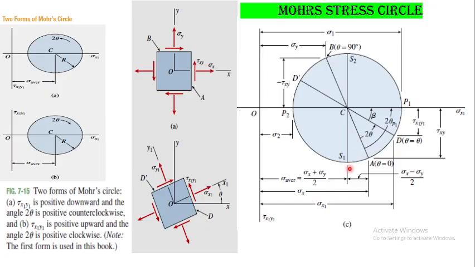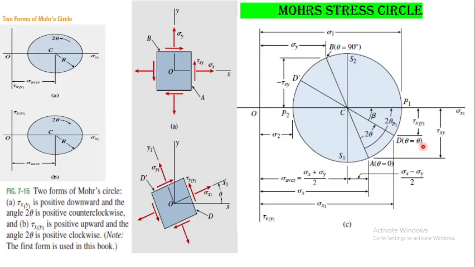So this point will be called S1, the plane of maximum shear stress S1, and this point is called S2. If we move backward, this angle will be called 2 theta S1 from this datum AC. This is the datum AC. I move backward to here, it will be 2 theta S1. Since we're moving in a clockwise direction, it will be minus 2 theta S1. If you want to calculate S2, it will again be minus 2 theta S1 plus 180, which gives you 2 theta S2.